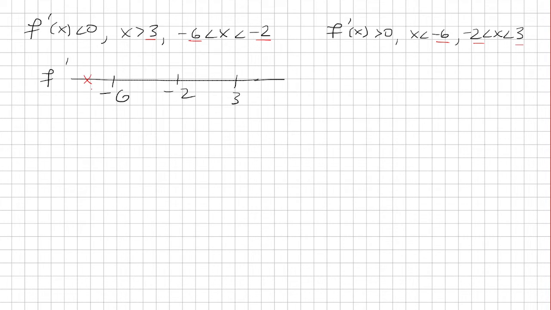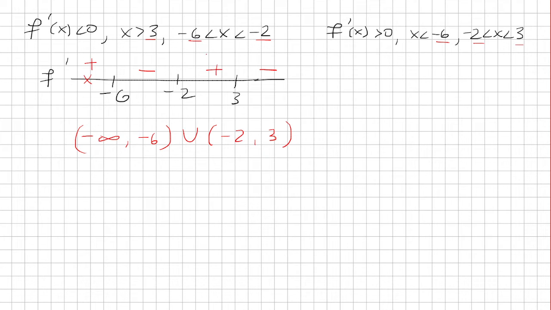So let's say when x is less than -6, that's going to be over here. The derivative is positive. Between -6 and -2, that's negative. Between -2 and 3, that's over here. That's positive. Greater than 3 is negative. So the function is increasing when we are at -infinity to -6, and then -2 to 3. Make sure not to include -6, -2, and 3 because the derivative there is 0.